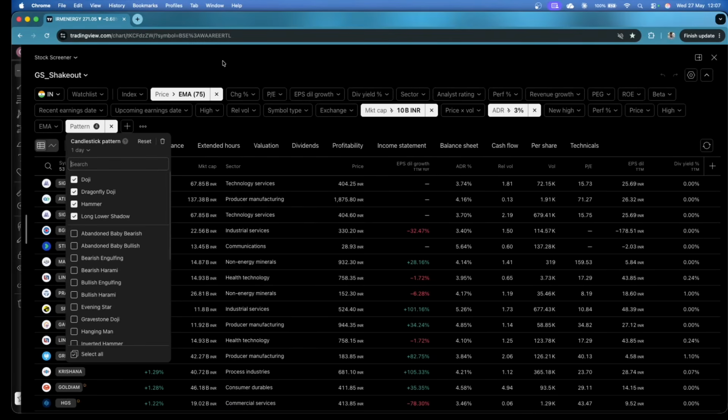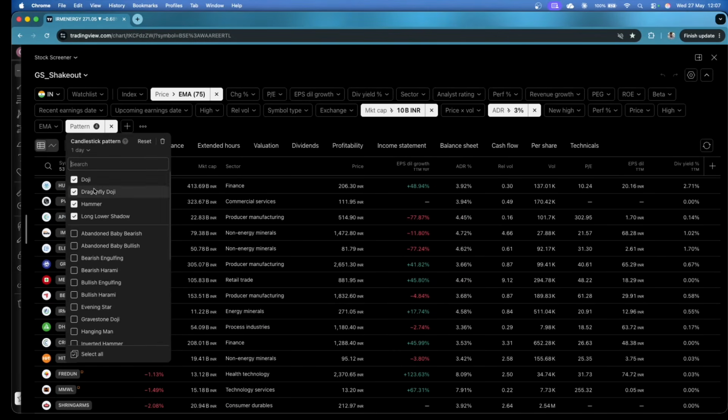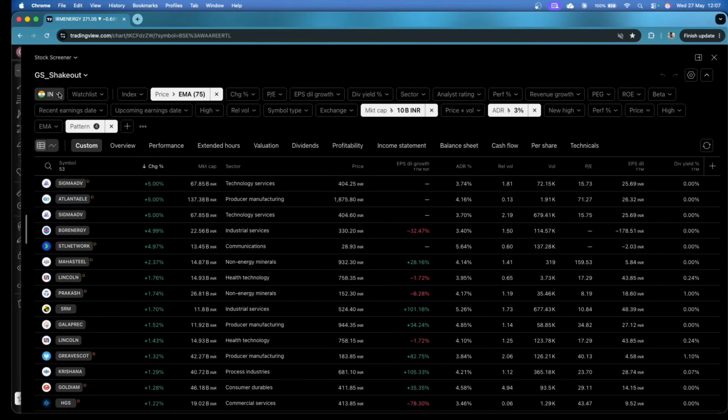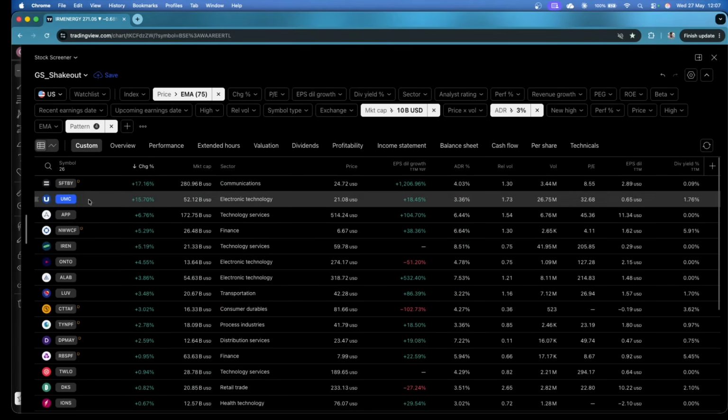So basically I want to see a long tail and a very tight body in the upper part of that candle. We are not buying all the shakeouts, we are only buying where the shakeout is happening around the 11 or 21 EMA. Okay, so this is one scanner which you can use, choosing these four parameters. Currently in the Indian market it shows 53 names, and if I put the US market, it is currently giving me approximately 26 names.